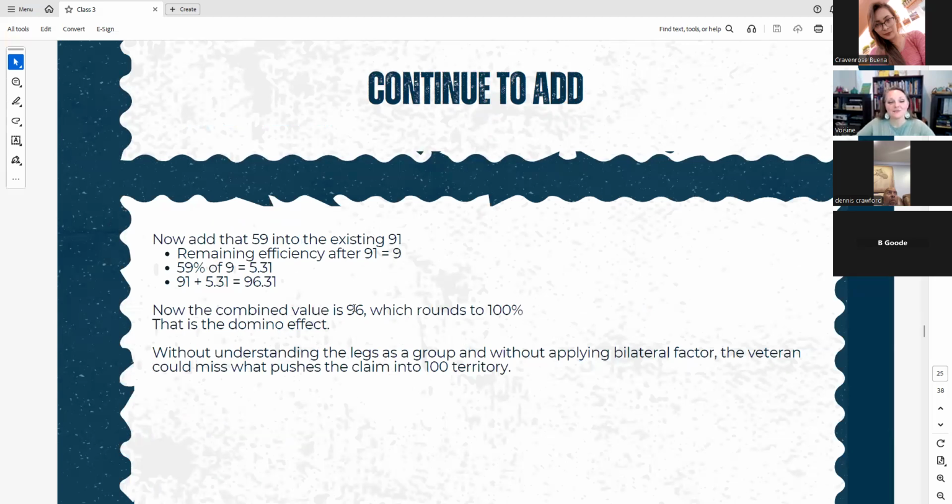So then we have 59 into that existing 91. But remember, we only have 9% left, that 9% is the whole body, or the able body. So 59% of 9 is 5.3. Isn't that crazy? 59% is only 5.3. So that 91 plus the 5.3 is 96.31. Now we have 100%. That is a domino effect. Hopefully this is making sense. If you have questions, write them down.